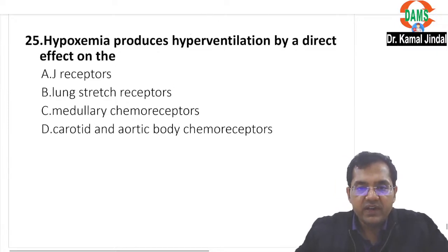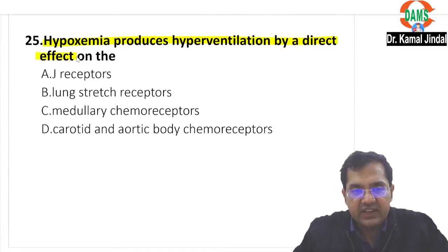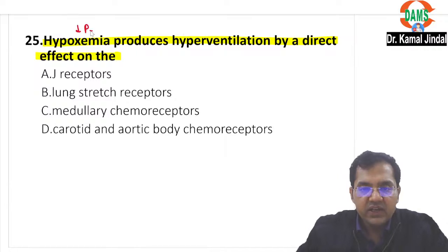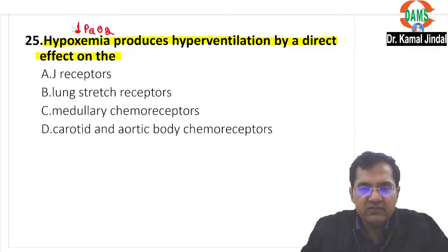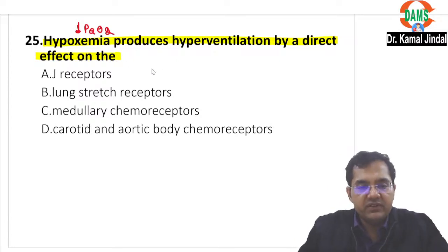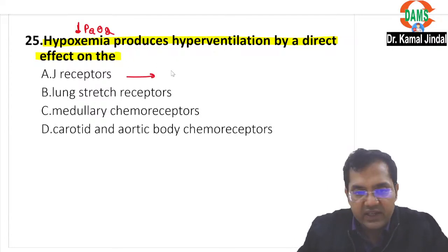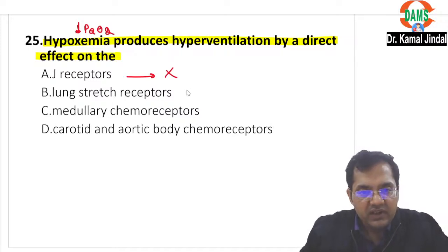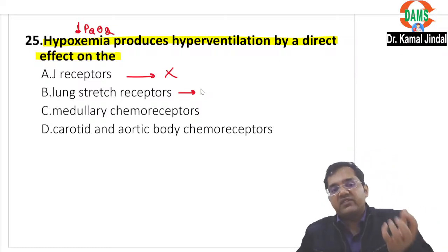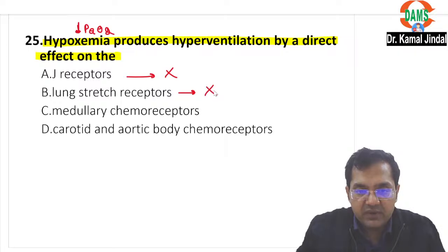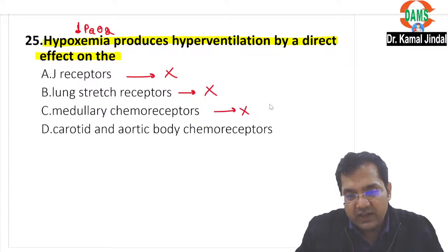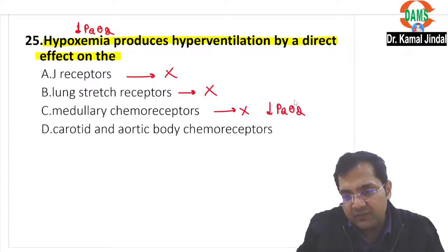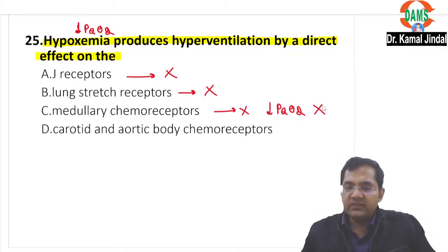Hypoxemia produces hyperventilation by a direct effect on. That means once your arterial O2 decreases in the blood, that is known as hypoxemia. So this hypoxemia will stimulate ventilation by which receptors? Remember, J receptors are stimulated by irritant chemicals. That is not the answer. Lung stretch receptors will not be stimulated; they sense the stretching of the lung, and the vagal afferent fibers will be stimulated. Now I am left with medullary chemoreceptors. Remember, that is not the answer because hypoxia does not do anything to your central chemoreceptors.